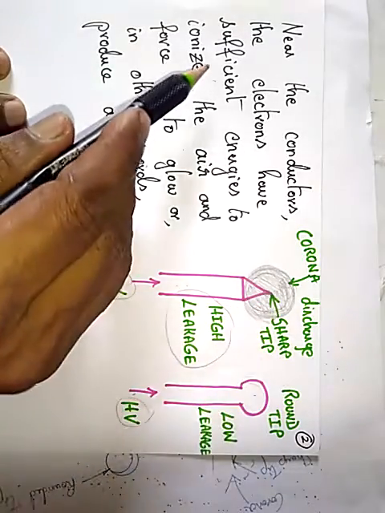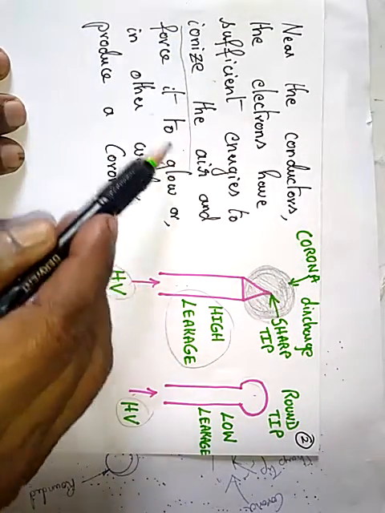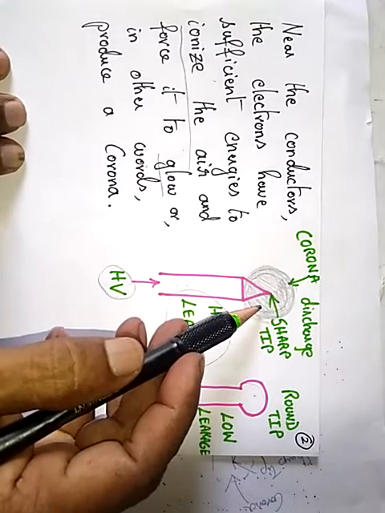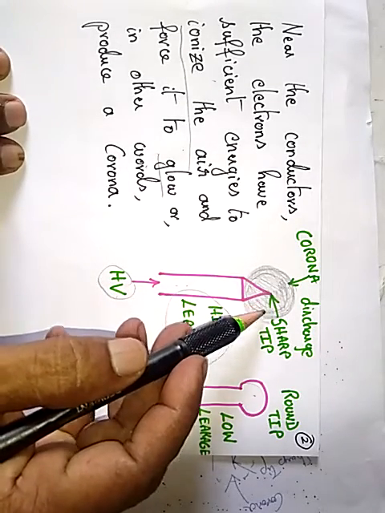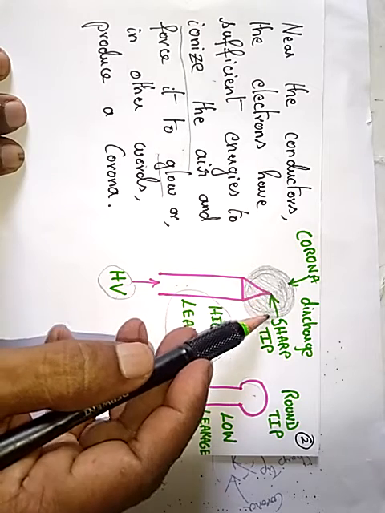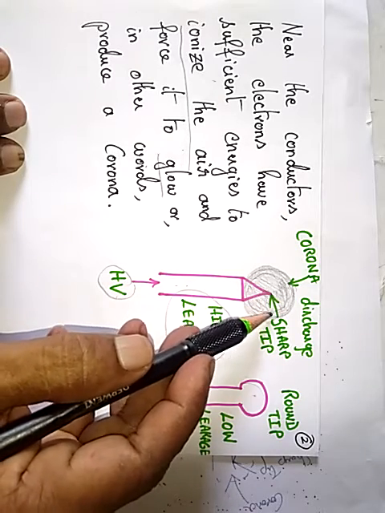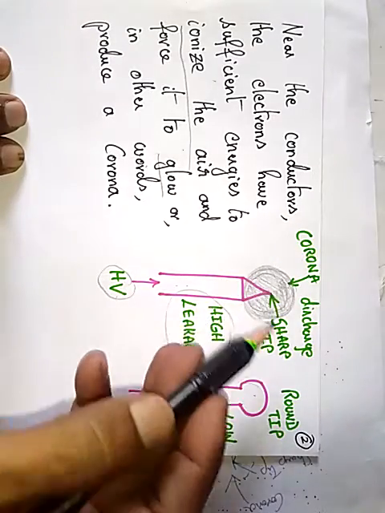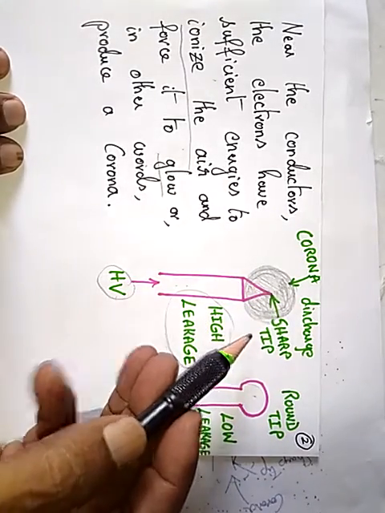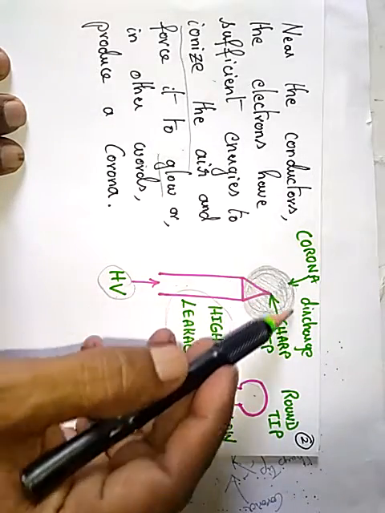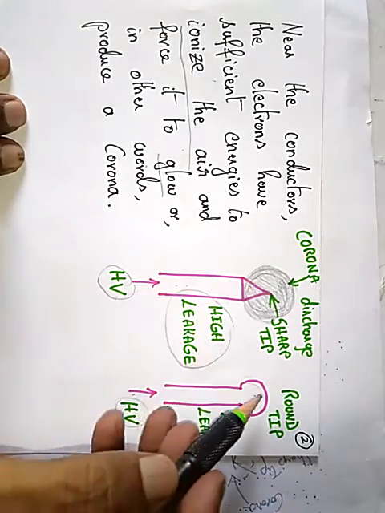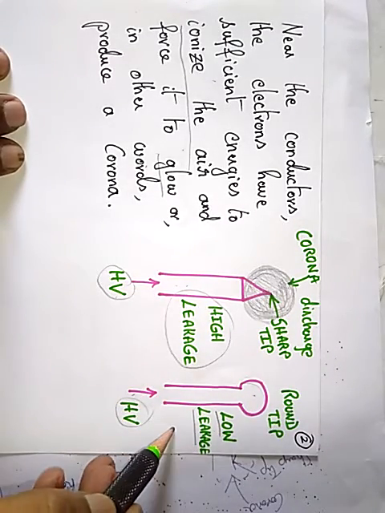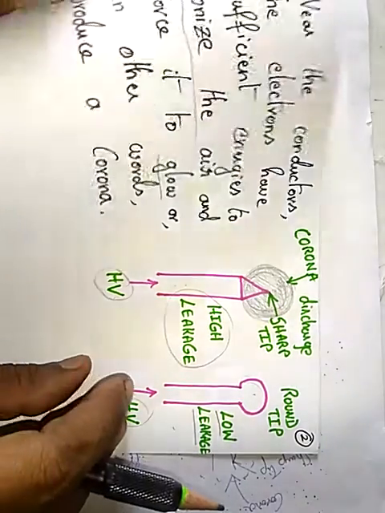So how does it leak? It will ionize the air and force it to glow. Glow means you can see the light, a blue-violet kind of glow with heat, because it is ionizing and also gives out light as well as heat. So that is called corona. This type of discharge is called corona. Here also we have discharge, but we call it a leakage because it is very less.